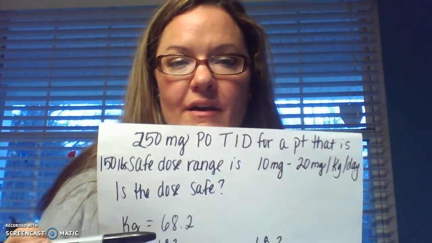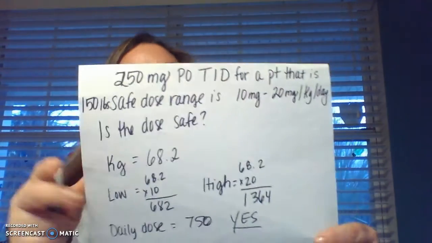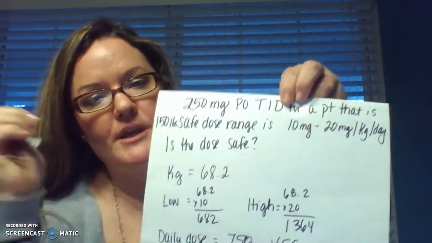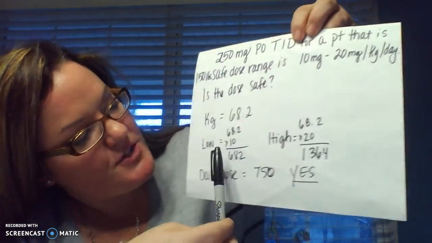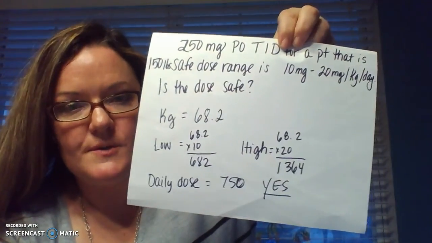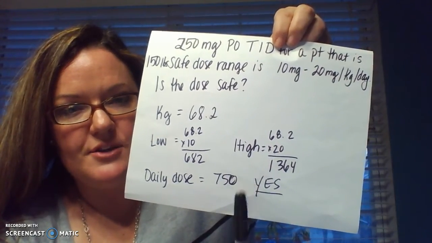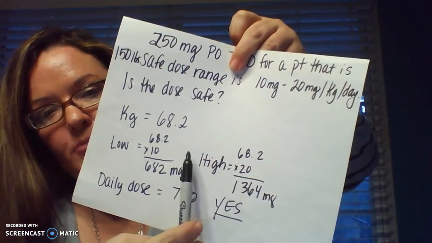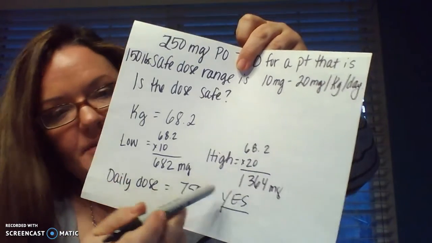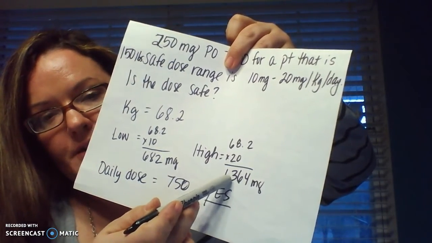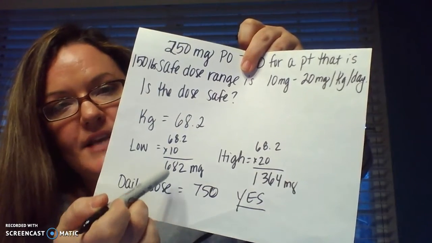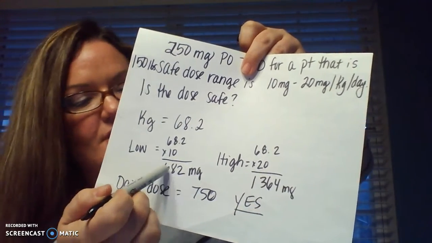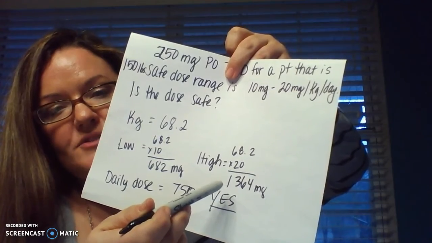All right, now I need to figure out what's my dose range. So if it's 10 to 20 milligrams per kilogram per day, here's my dose range. My low end is going to be the 68.2 times 10, so 682, and that's milligrams, by the way. And then my high end is going to be 68.2 times 20, so that's going to be 1,364 milligrams. So my safe dose per day can be 682 to 1,364.